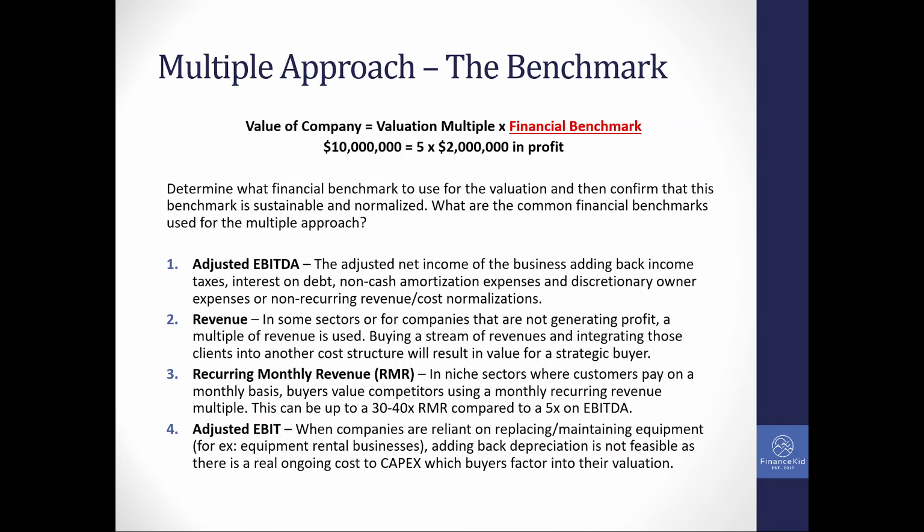Now, the last benchmark that you'll see, and this is typically used for businesses that are asset heavy, is the adjusted EBIT, not EBITDA. And so what that means is that the DA, the depreciation and amortization, are not added back. And the logic behind that is, say for example, I have an asset heavy business. Well, to generate cash flows, to generate profits, I need those assets, and I need to invest in those assets on an ongoing basis. So really, capital expenditures, which is not accounted for on the profit and loss statement, is a real cost to the business.